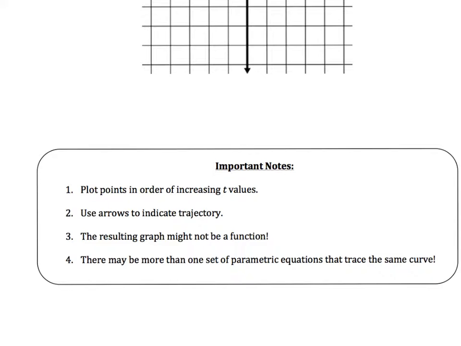The resulting graph might not be a function. That's okay. And then number 4, something that we will talk about more extensively later, is that there may be more than one set of parametric equations that trace the same plane curve. So a plane curve does not necessarily have a unique set of parametric equations. All right, but let's do a little bit more graphing, and then to wrap this all up, we'll come back and create multiple sets of parametric equations for one single curve.